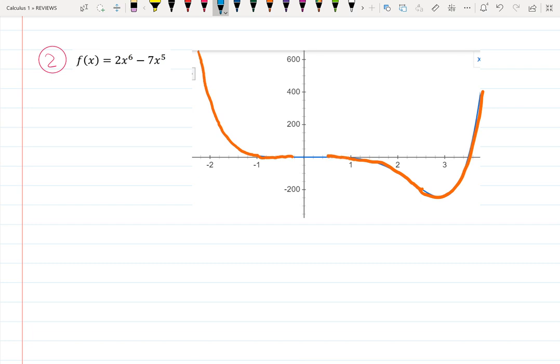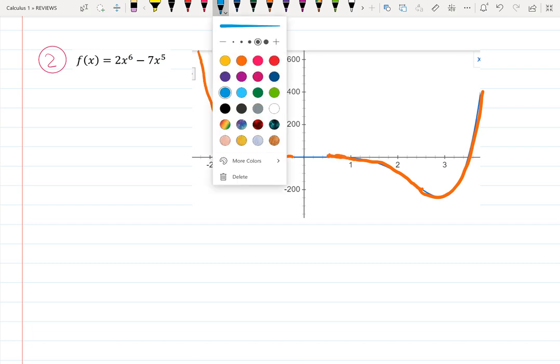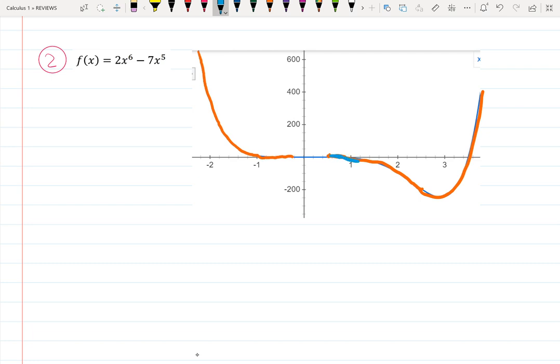The rain is falling over here, right? So I predict we're gonna have 2 points of inflection. One somewhere over here and the other one somewhere over here. Let's figure out if that's the case. So if this is the complete graph of the function, then I predict we're gonna have 3 intervals and 2 points of inflection.